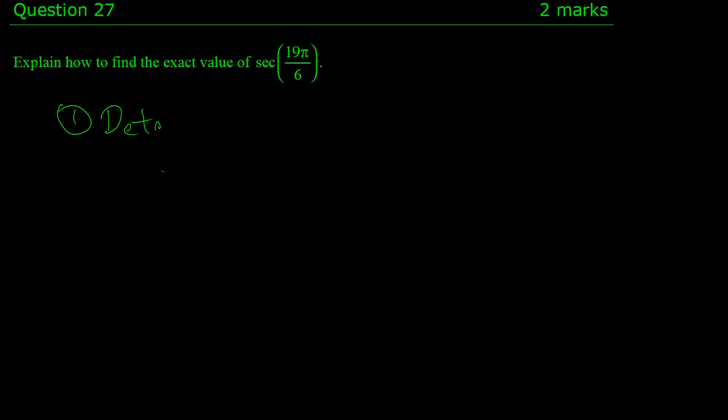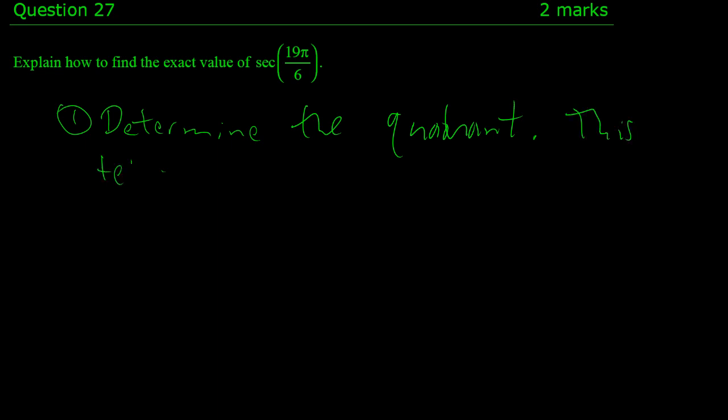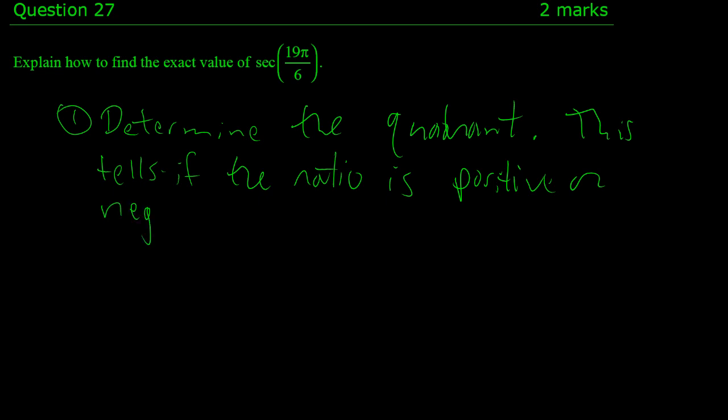And if we determine the quadrant, that will help us tell whether our ratio is positive or negative. So determine the quadrant. This tells if the ratio is positive or negative. So let's do that for this particular question.